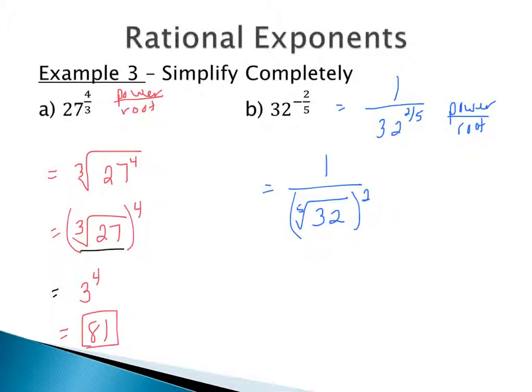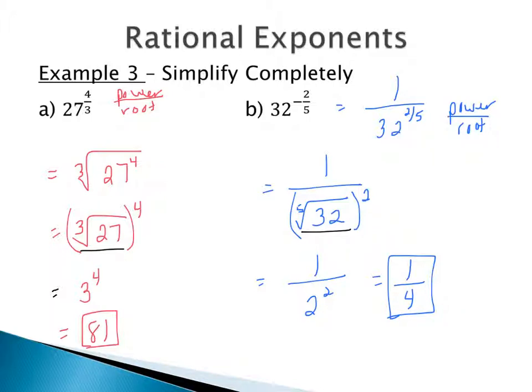So we do need to figure out what the 5th root of 32 is. What number to the 5th power gives us 32? It is 2. You can verify that with your calculator. So we're left with 1 over 2 squared, and then just evaluating 2 squared, we're left with 1/4. So 32 to the negative 2/5 is really equal to 1/4.